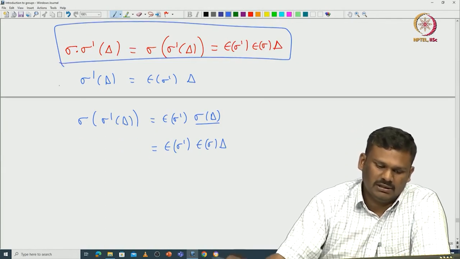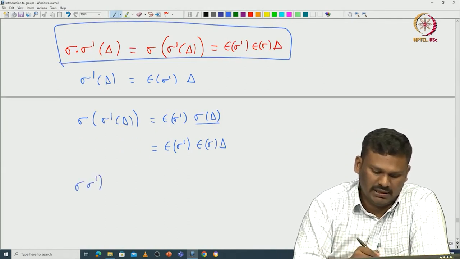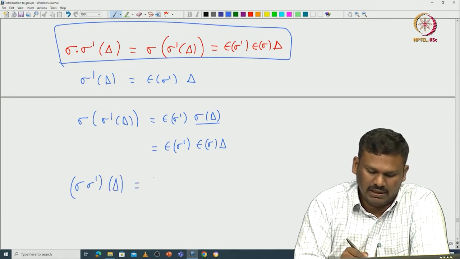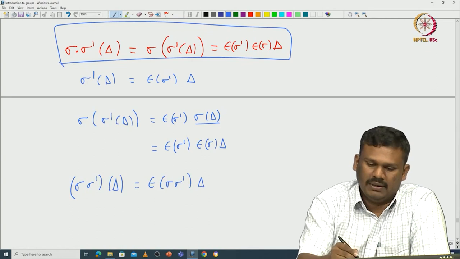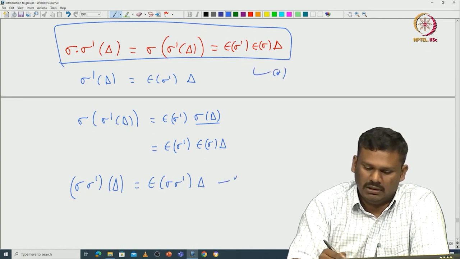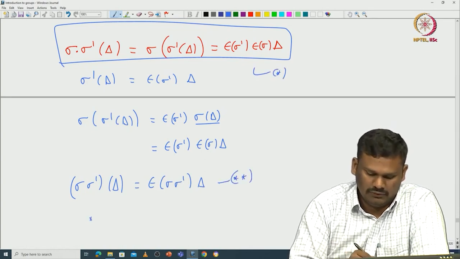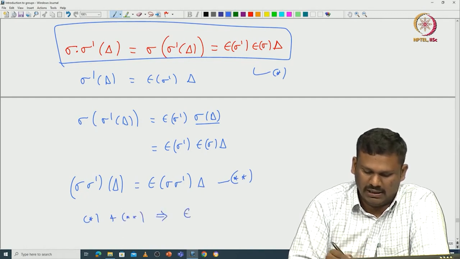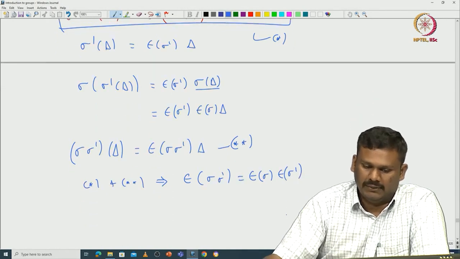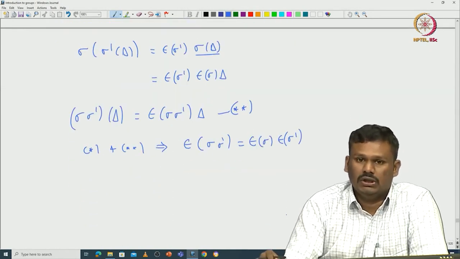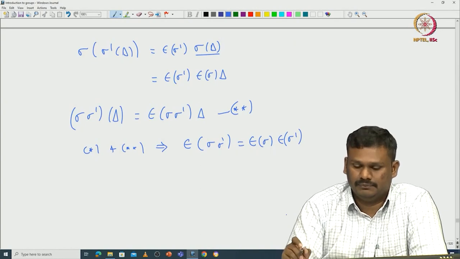But from the definition, sigma sigma dash delta is nothing but epsilon sigma sigma dash times delta. Combining this star and double star, we can see that epsilon of sigma sigma dash is the same as epsilon sigma times epsilon sigma dash. So that means this epsilon is indeed a group homomorphism.